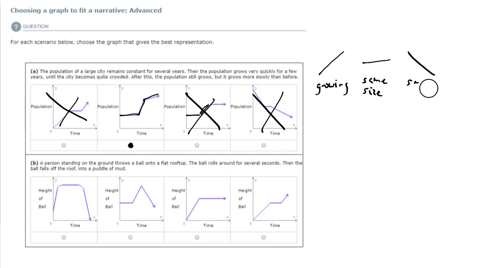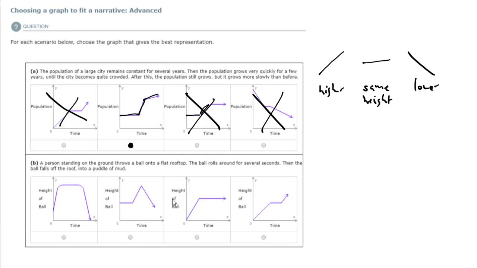Let's look at the next one. I'm going to erase these descriptions because in the next one we're measuring the height of a ball now, not population. So I want to interpret what these lines mean in terms of the height of a ball. If my slope is increasing, that means the height of the ball should be going higher. Here, the height remains the same. And the third one is decreasing, so it's getting lower.